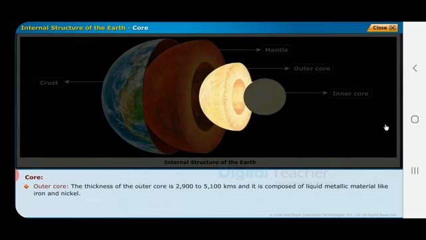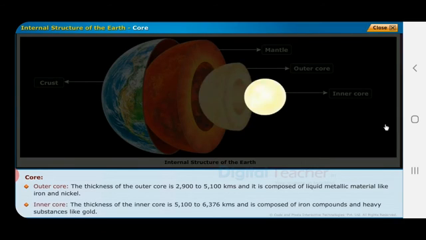Outer core. The thickness of the outer core is 2,900 to 5,100 kilometers, and it is composed of liquid metallic material like iron and nickel. Inner core. The thickness of the inner core is 5,100 to 6,376 kilometers and is composed of iron compounds and heavy substances like gold.